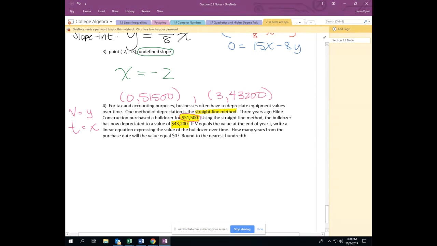Initial time 0, new time 3. Initial price 51.5, new price 43.2.